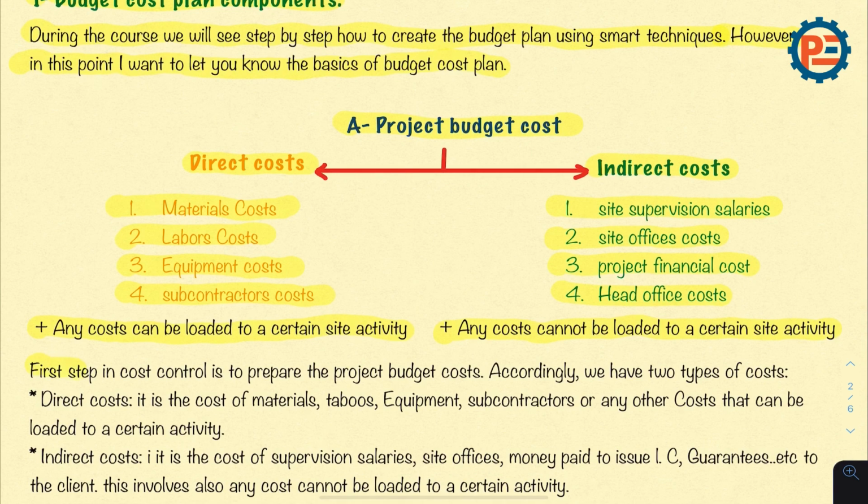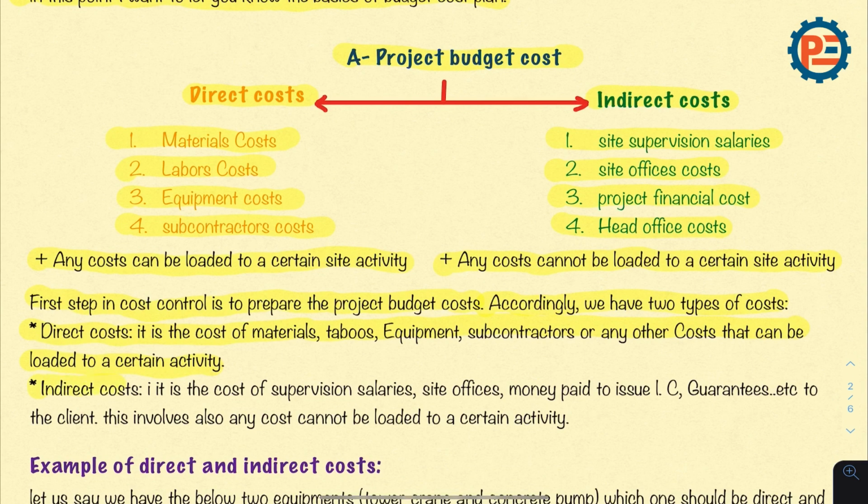So the first step in cost control is to prepare the project budgeted costs. Accordingly, we have two types of costs. Direct cost is the cost of materials, labor, equipment, subcontractor, or any other costs that can be loaded to a certain activity. As we said, indirect cost is the cost of supervision salaries, site offices, money paid to issue LCs, guarantees, etc. to the client. This involves also any costs that cannot be loaded to a certain activity.